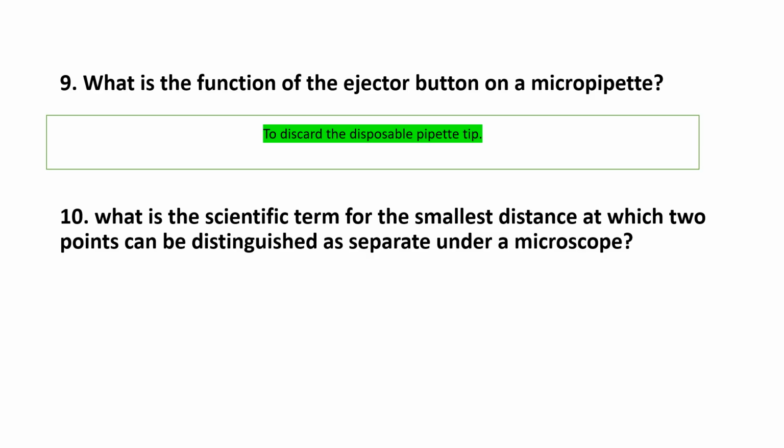And what is the scientific term for the smallest distance at which 2 points can be distinguished as separate under a microscope? The answer is resolution. Sorry, I revealed this fast, right? But the answer is resolution. It's the scientific term for the smallest distance at which 2 points can be distinguished as separate under a microscope. And you need to know the difference between magnification, resolution, and some of the common terms that are used when it comes to microscope operation.